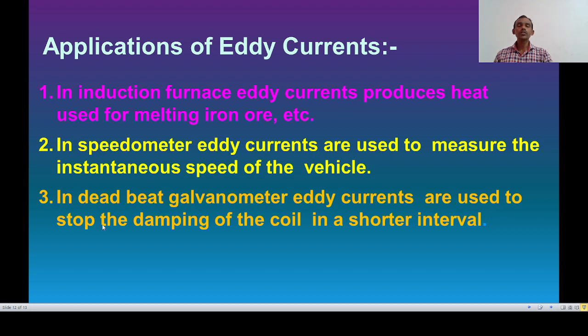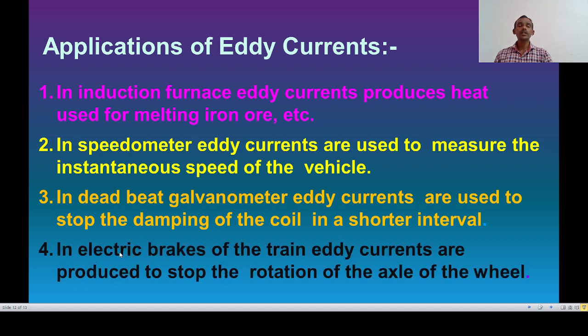Eddy currents are used to stop the damping of the coil in a shorter interval. And the fourth application is in trains, that is, in electric brakes. In the electric brakes of a train, eddy currents are produced to stop the rotation of the axle of the wheel. That is, with the help of eddy current, which opposes the rotation of the axle of the wheels of the train, the train will be stopped.